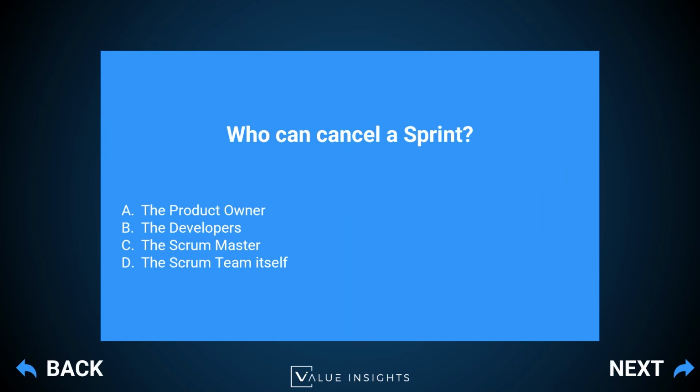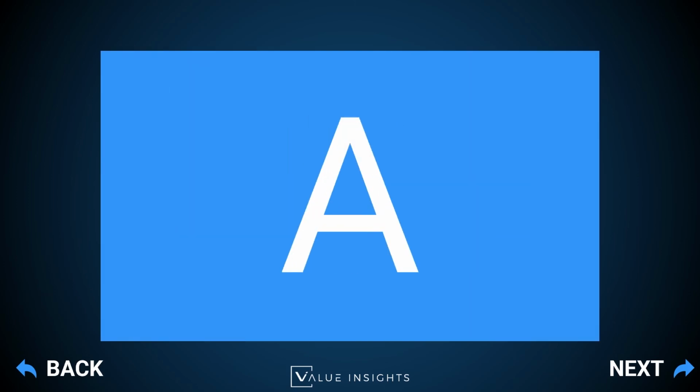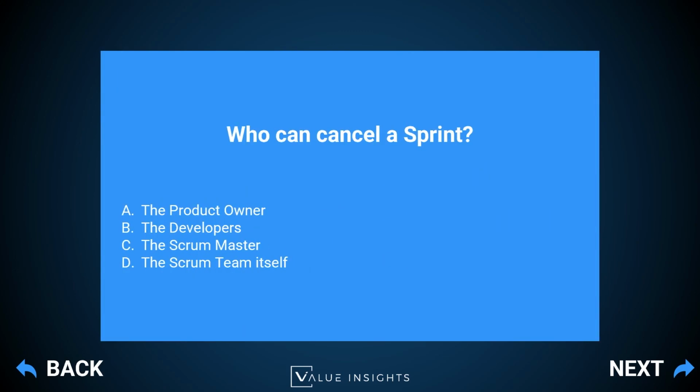Next question: who can cancel a sprint? A, the product owner, B, the developers, C, the Scrum Master, or D, the Scrum team itself. And the answer here is A, the product owner. Again, this is straight out of the Scrum guide. There is only one person who can cancel a sprint, and that is the product owner.